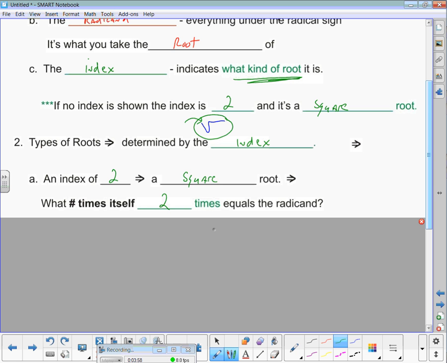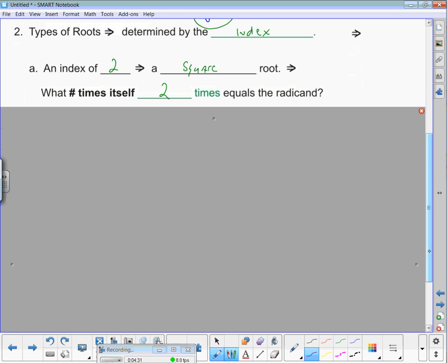Now, how in the world did we come up with the number 2? Where possibly did we get the idea that it's a number times itself 2 times? Well, of course, that's what the index is all about. The index tells you what kind of root. So when the index is 2, it's what number times itself 2 times equals the radicand. The index is the key. And so for square roots, what number times itself 2 times equals the radicand.